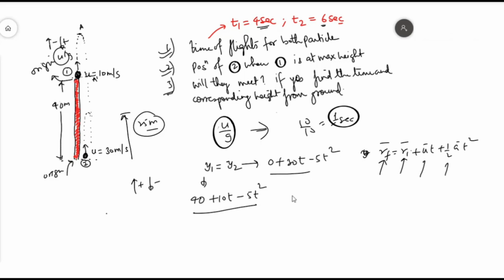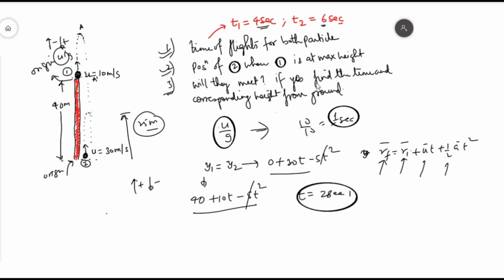If I want to solve for it, the 5t square terms cancel out, and the 10t goes to the right, and then it becomes 20t. 20t is equal to 40, so t is equal to 2 seconds. So these guys are going to meet at t is equal to 2 seconds.